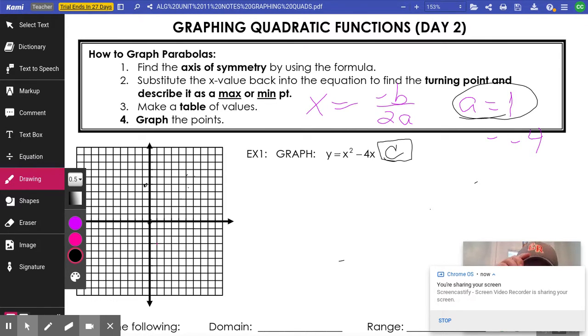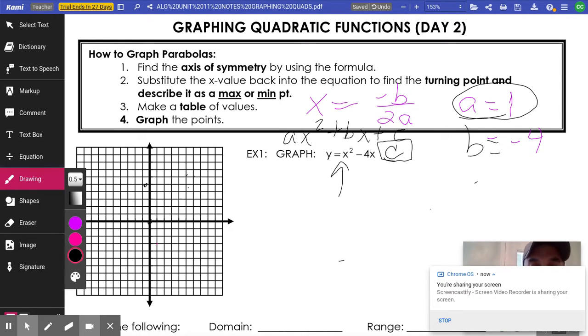When you're graphing something, you need to make sure it has an x squared, and in this case it does. My a value is the number that goes first with the squared. My b value is the number that goes with the x, and my c value goes at the end. In this case, my a is 1. My b value is -4, and my c is 0, but I don't need that.